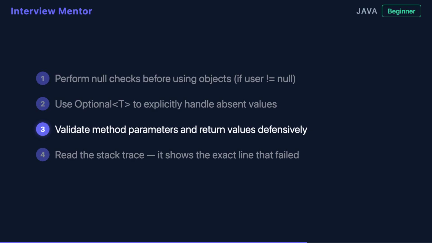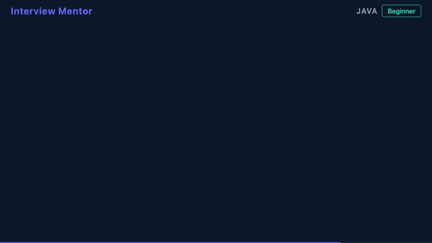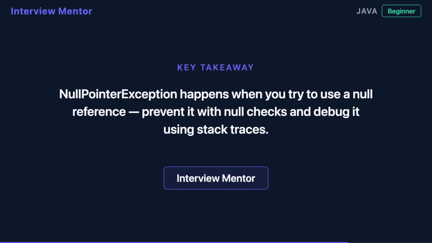And when debugging, always check the stack trace. It tells you exactly which line triggered the exception. These habits will make null pointer exceptions much less frequent in your code. Remember, null pointer exception means you tried to use a null reference. Prevent it with null checks, and when it happens, let the stack trace guide you to the source. Now go write safer Java code.